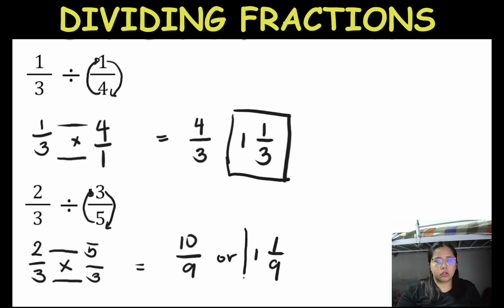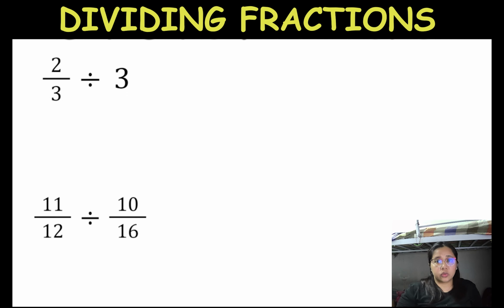Okay, so ito yung ating final answer. So 2/3 divided by 3/5 is equivalent to 1 and 1/9. Okay, so next example, we have 2/3 divided by 3. So since meron tayo ditong whole number, automatic yan na ang kanyang denominator is 1. So we'll put 1 here. Okay, and then same method. Okay, we'll bring down the dividend. Okay, which is 2/3. We'll use multiplication.